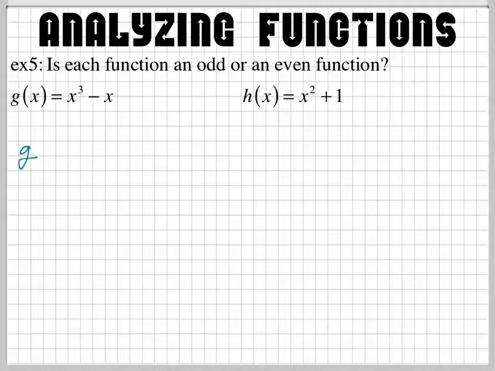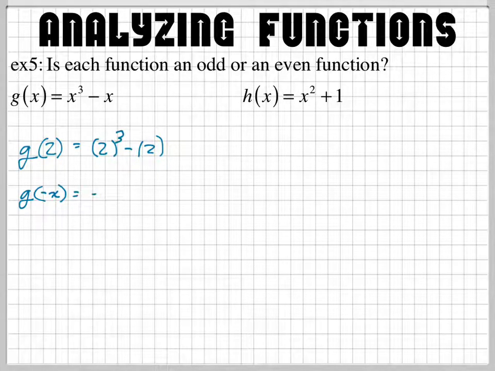So in g, we're not going to plug in 2. Because if we were plugging in 2, we'd plug in 2 to the third power minus 2. I just did that to show you guys how to plug in. We're not going to plug in 2. We're going to plug in negative x. When you plug in negative x, it's going to be negative x to the third power minus negative x. Okay, I'm going to hit pause here and let you guys simplify that.